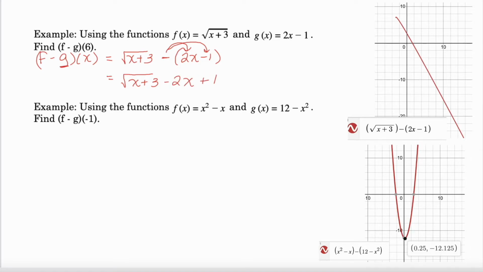We can now easily evaluate this for 6. So I'll replace this and put 6 in. Wherever we see x, we're going to substitute it with 6. So the square root of 6 plus 3 minus 2 times 6 plus 1 is the square root of 9 minus 12 plus 1, or 3 minus 12 plus 1, which is negative 8.